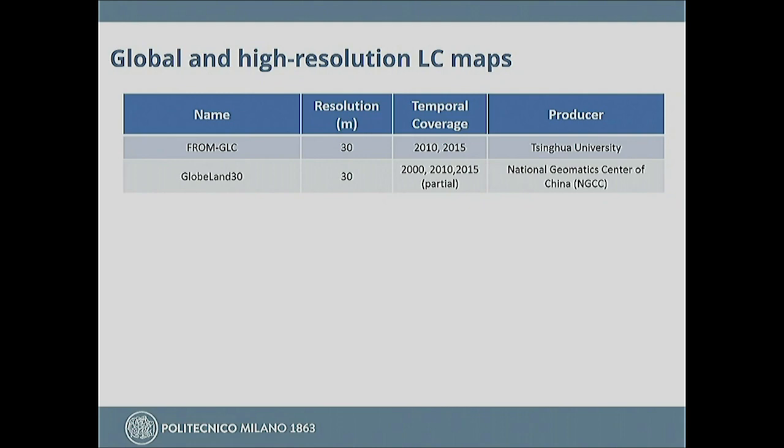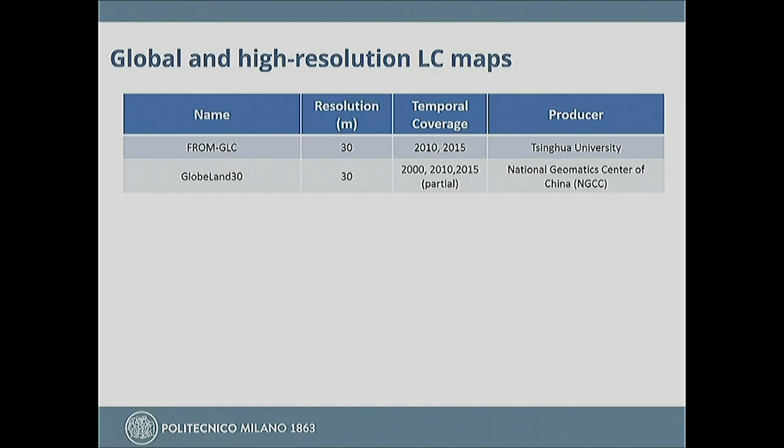Okay, the question is, do we have also other global high-resolution maps? And the answer is yes. We have two global high-resolution land cover maps with many categories, and both of them are produced in China. The first one, which is from GLC, is a product of the Tsinghua University, and we have the map corresponding to 2010 and 2015. The second one, on the opposite, is not produced by a university, but is produced by the National Geometric Center of China, which is the cartographic agency of China.